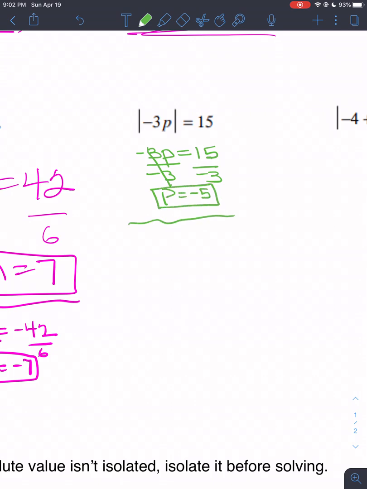And we'll do it a second time. Drop the absolute value bar. We're going to say negative 3p equals negative 15. Divide each side by negative 3. And you get p equals positive 5, our two solutions.